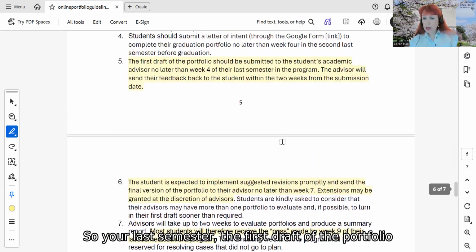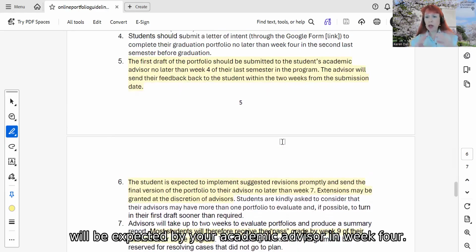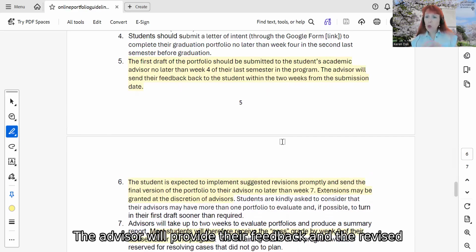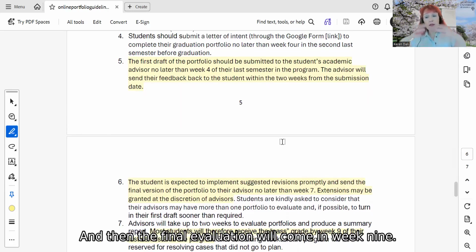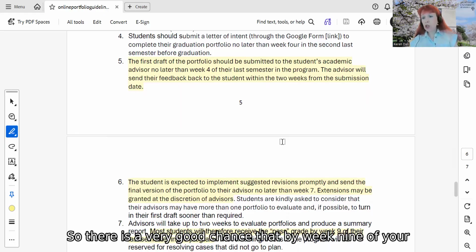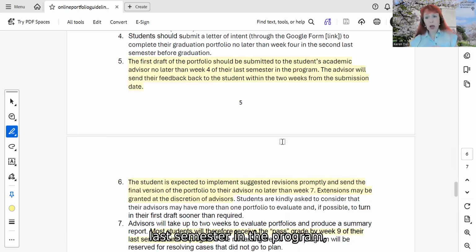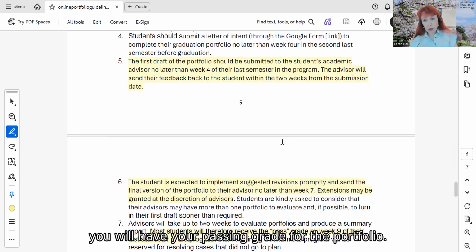So in your last semester, the first draft of the portfolio will be expected by your academic advisor in week 4. The advisor will provide their feedback, and the revised draft is going to be due in week 7. And then the final evaluation will come in week 9. So there is a very good chance that by week 9 of your last semester in the program, you will have your passing grade for the portfolio.